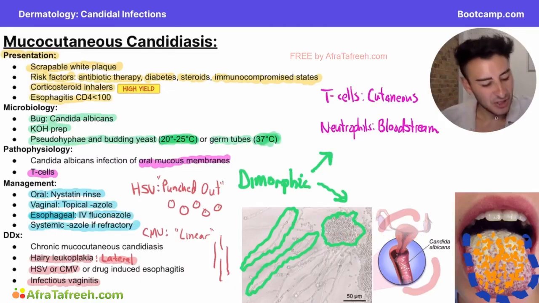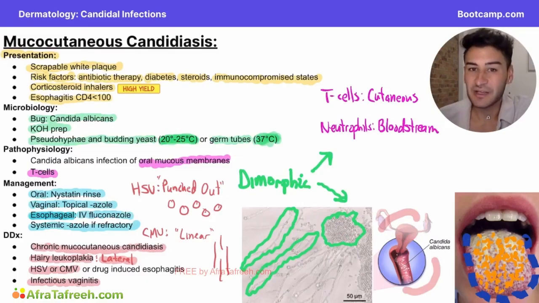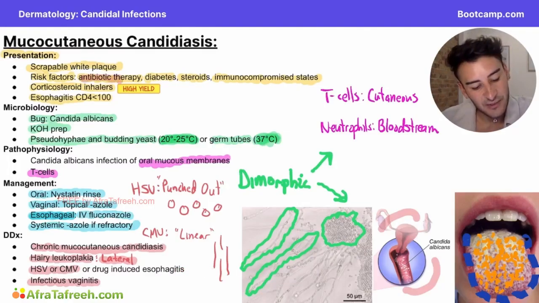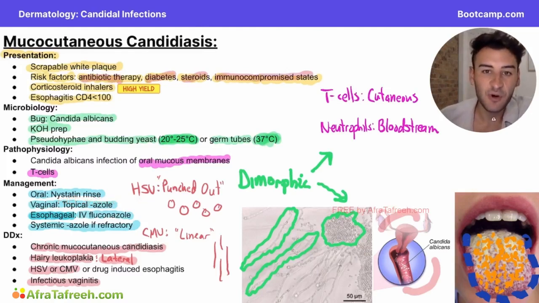Lastly, I want to touch on chronic mucocutaneous candidiasis. So, if you have a person who comes to you, usually a younger or middle-aged patient with chronic recurring mucocutaneous candidiasis infections who doesn't have any of the risk factors that we talked about above, we may be on the lookout for an immunocompromised state that is inborn.